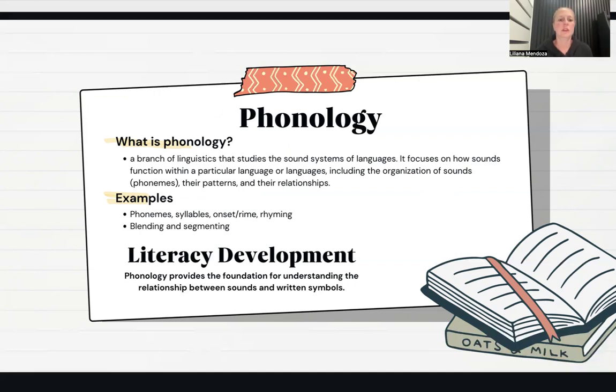The way that phonology applies to literacy development is that phonology provides the foundation for understanding the relationship between sounds and written symbols.